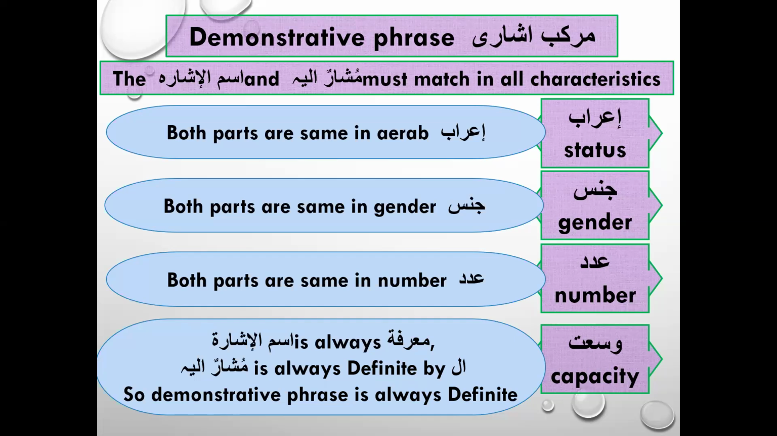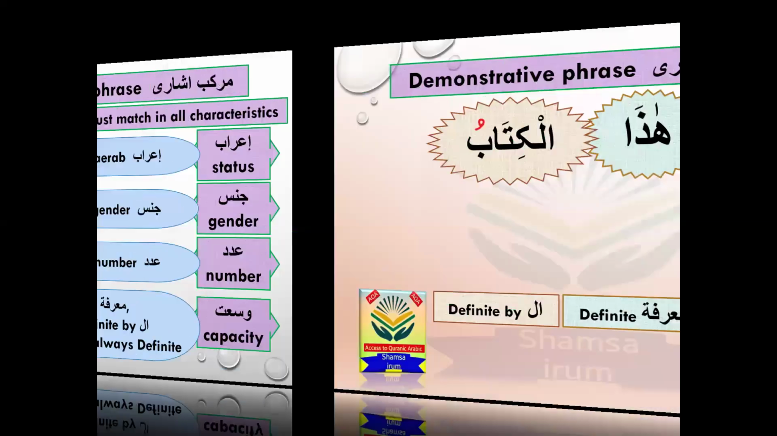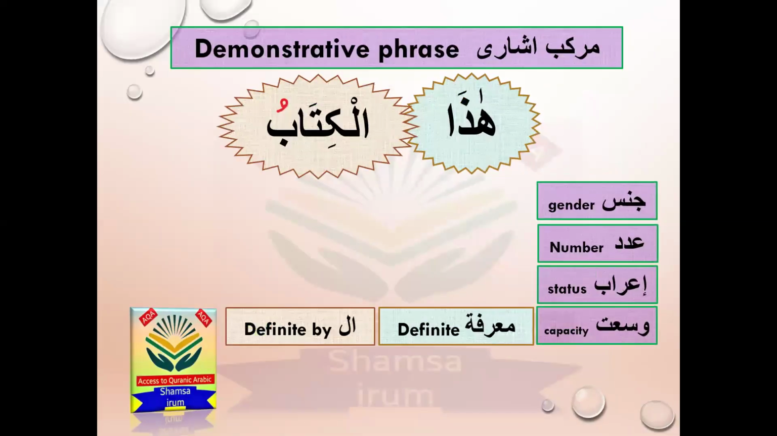But in murakkab ishari, there is no chance for the nakira. Murakkab ishari can never be nakira. It is always marifa, because ism ishara is marifa, and musharun ilay is always definite by al. Okay, now I will explain with an example.